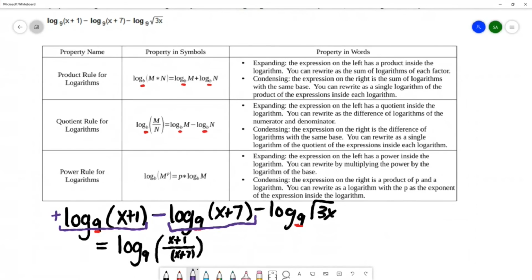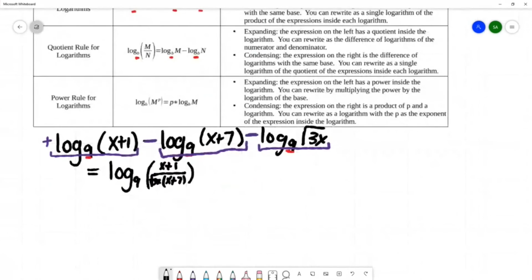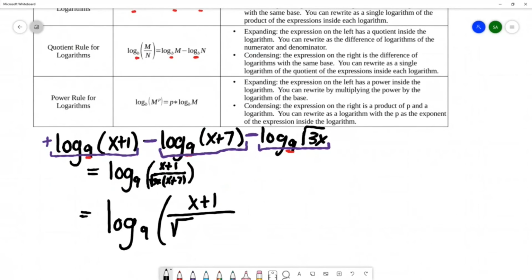And then we have our last term here, which is also negative, and that term will go into the denominator, square root of 3x. So I've written that a little bit bunched up. Let me try to write it nicer for you guys. It's log base 9 of x plus 1 over square root of 3x times x plus 7. And I'm looking at this to see if I can do any simplification, and I don't see any obvious simplifications, so I would stop here.